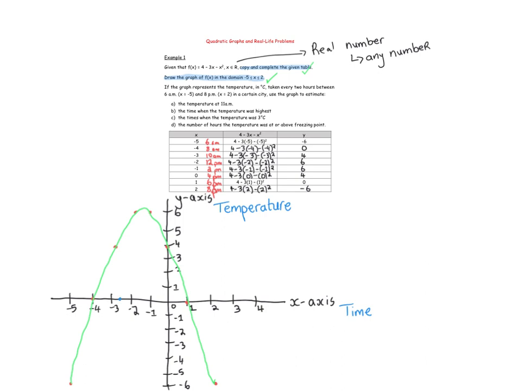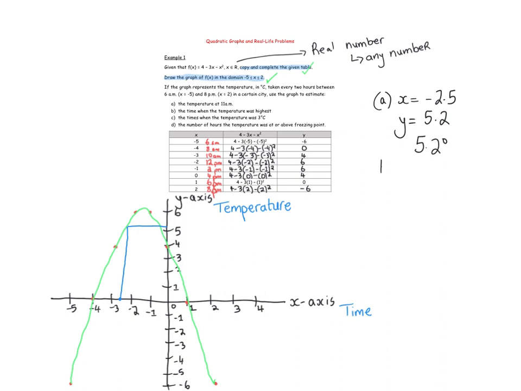So what we should be able to do is draw a line straight the way up and straight the way across, and we should get, when x is equal to minus 2.5, that y is equal to approximately 5.2. So the answer there for A is 5.2 degrees.